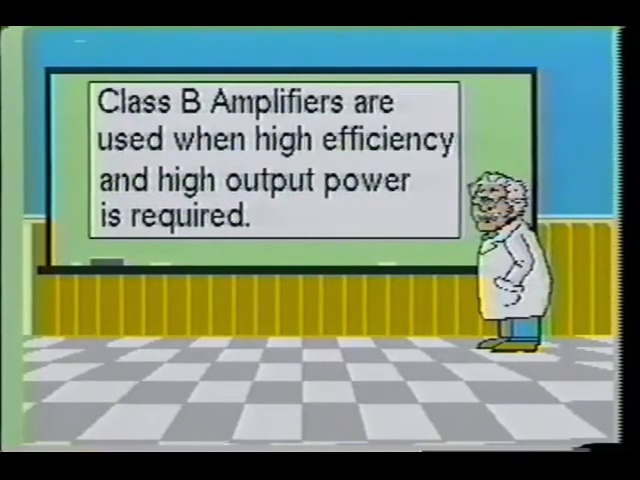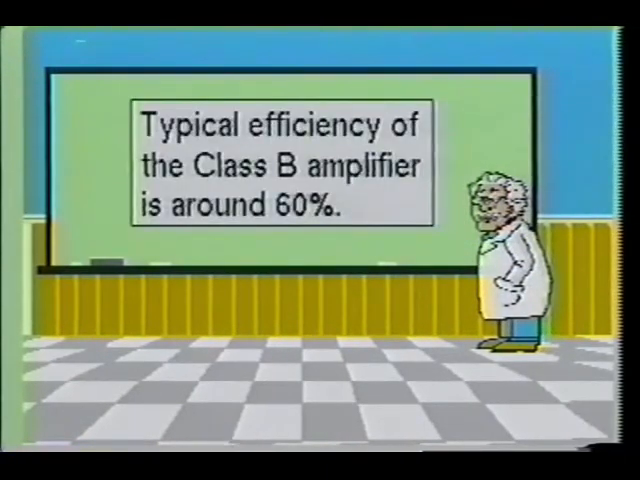Class B amplifiers are used when high efficiency and high output power are required. It is common practice to drive the Class B amplifier as hard as possible to obtain maximum efficiency. Since the Class B amplifier only draws current when there is an incoming signal, it has a typical efficiency of approximately 60%.